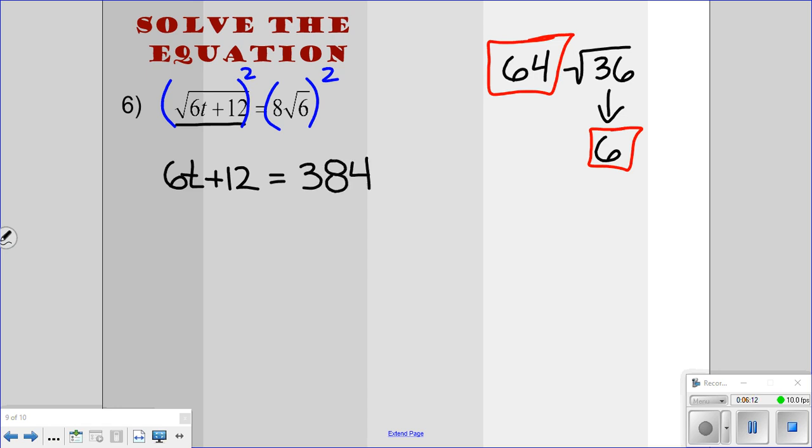Now I'm just going to subtract 12 on both sides, so I get 16 equals 372. So all you have to do to finish this thing off is 372 divided by 6, and we get our final answer of 62.